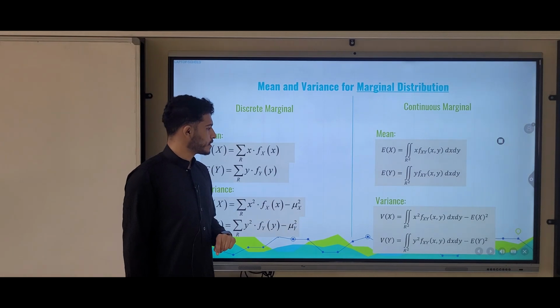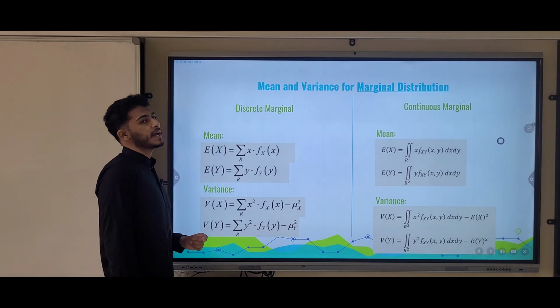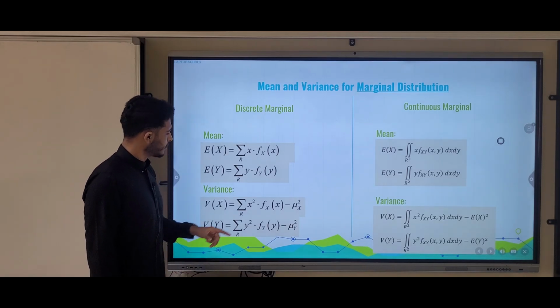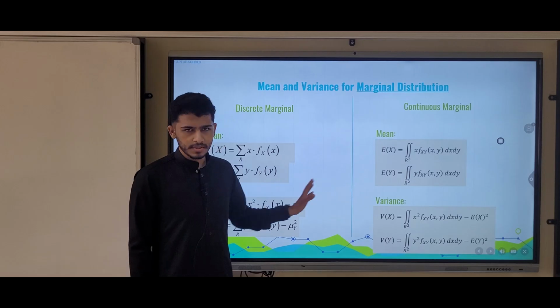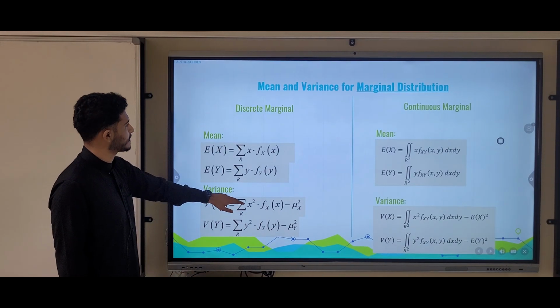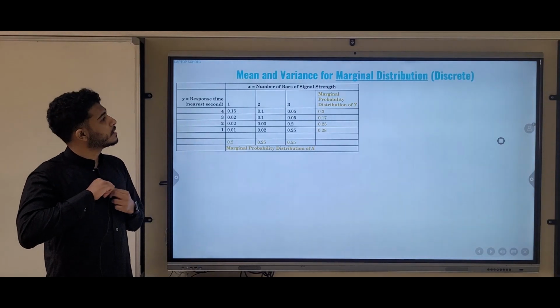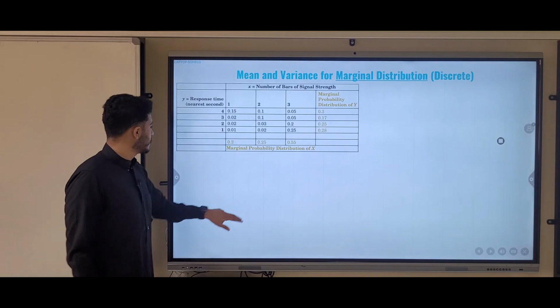But I prefer using this one, and these ones are the ones I'm going to use in my explanation. Okay, by the way, you can see that this mu and this expected value are basically the same thing. Just don't worry, it's different notation for the expected value. So for the mean and variance for the marginal distribution, for the discrete case, let's see the questions.